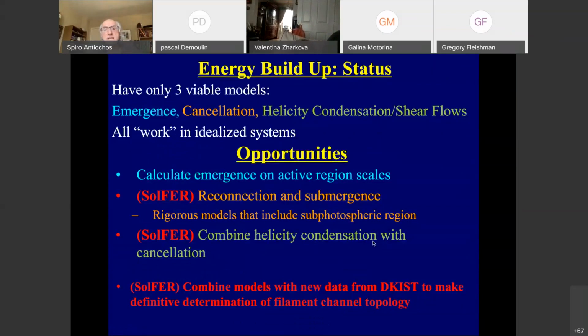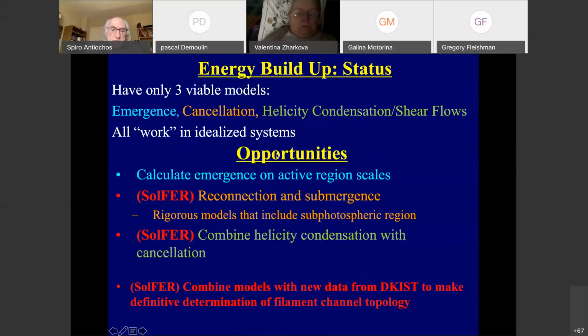So what is the energy buildup status? We only have three viable models: emergence, cancellation, and holistic condensation or shear flows. They all work in idealized systems. That's not the issue. The issue is which one the sun is actually using.